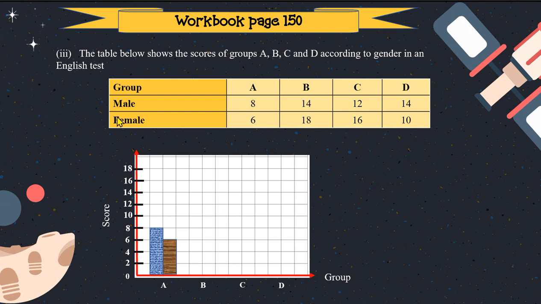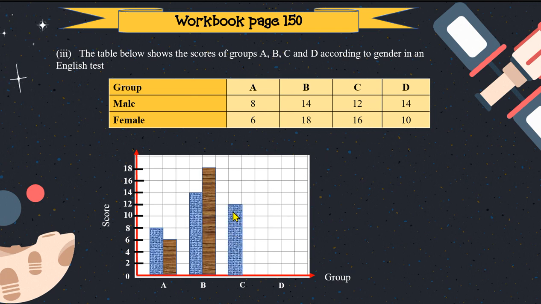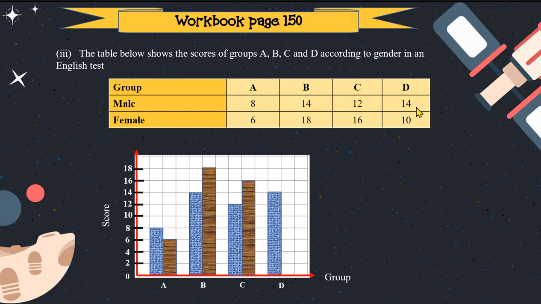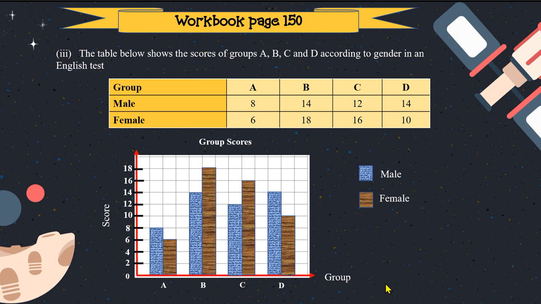Okay, and then B, we have male 14. So you write down 14 is here, our B male. And then female is 18. So 18 is here, so you draw the bar here. And then C 12, this is our male, and 16 is for female. And D 14 is male and 10 is the female. So remember to write down the references. So this is for male and this is for female. And then don't forget to write the title. So this is how you construct the bar chart.